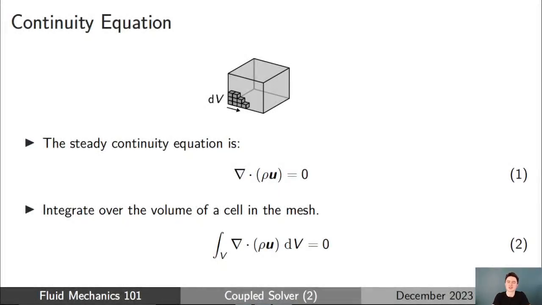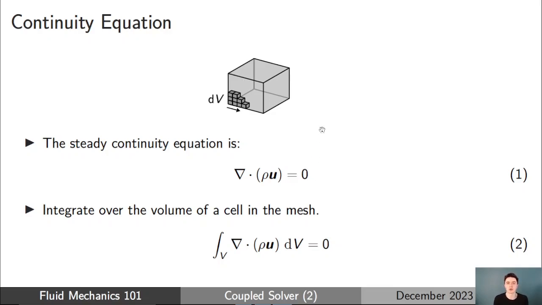In order to understand how the pressure equation is included in the coupled matrix equation, we need to start by thinking about the continuity equation. And I want you to think about the steady continuity equation, so without the time derivative term. And in vector form, of course, the continuity equation is just the divergence of rho u, where rho is the density and u is the velocity field, is equal to 0.